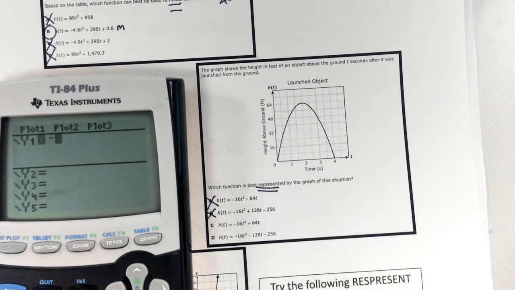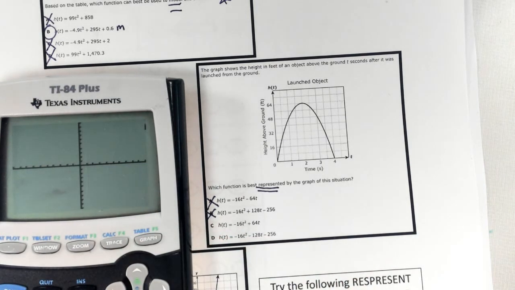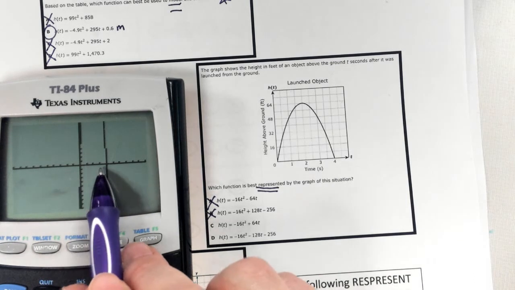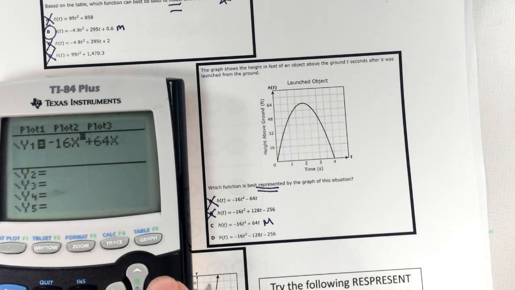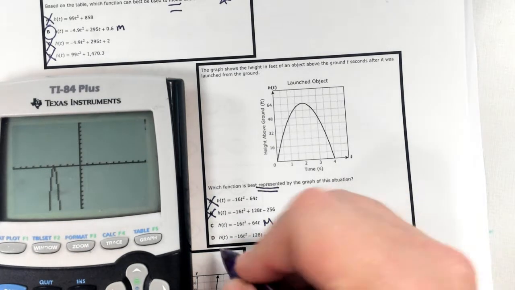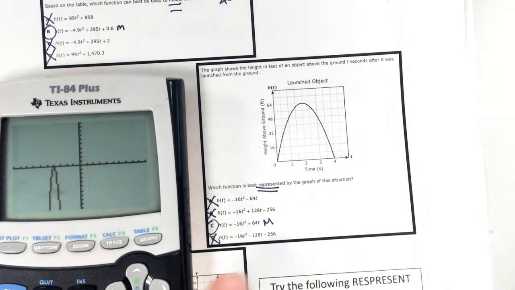So then we have negative 16x squared plus 64x. Okay, this is in that window. And it goes from 0 to 4, so this is a maybe. Let's look at the last one. This is minus 128x minus 256, hit graph, and that's not in the window, therefore C is our only answer. We didn't have to change the window at all.